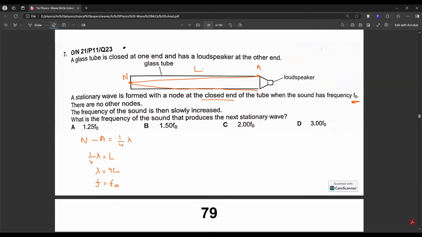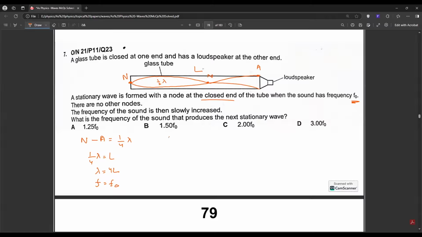For the next stationary wave, you will add one more loop here. Something like this will happen. Oh, the last one I drew incorrectly. Something like this will happen. From node to node, you have half lambda here. From node to antinode, you have 1 upon 4 lambda.